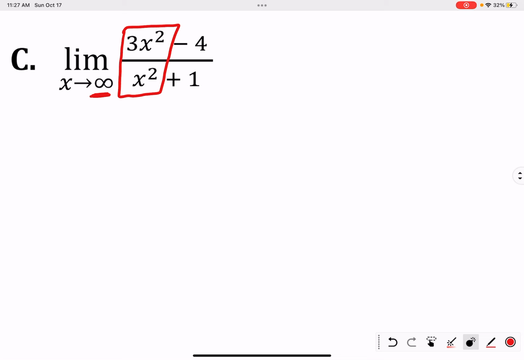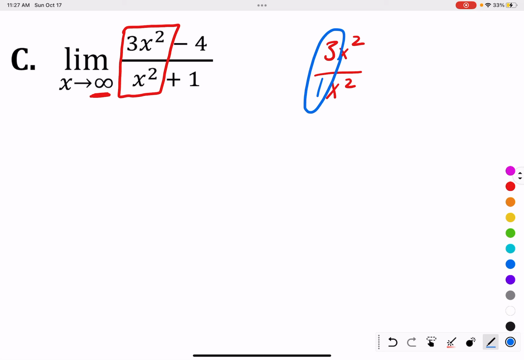There's a couple situations you could be in. Here the degree is the same in the top and the bottom. If I look at 3x squared over x squared, what I'm going to concern myself with is the ratio of the coefficients when the degrees are the same, right? So we're going to end up with 3 over 1.